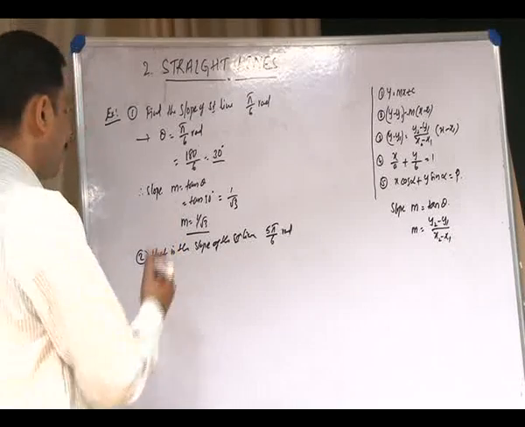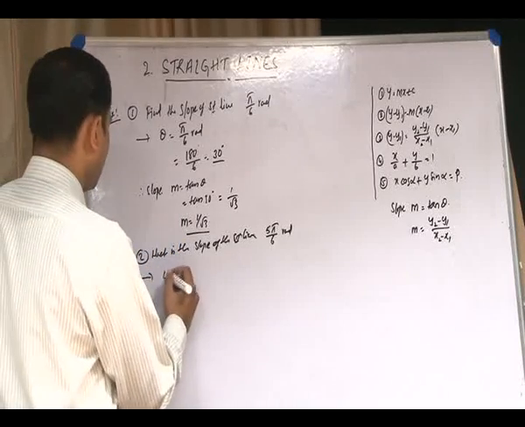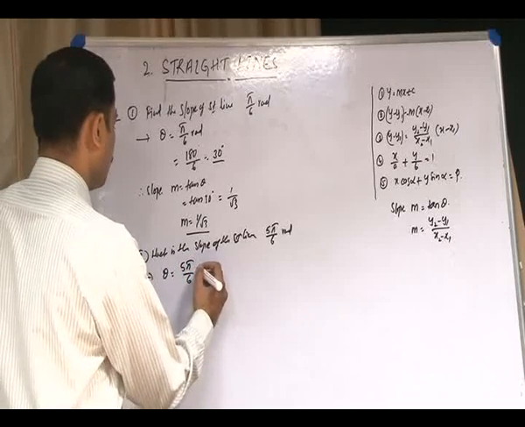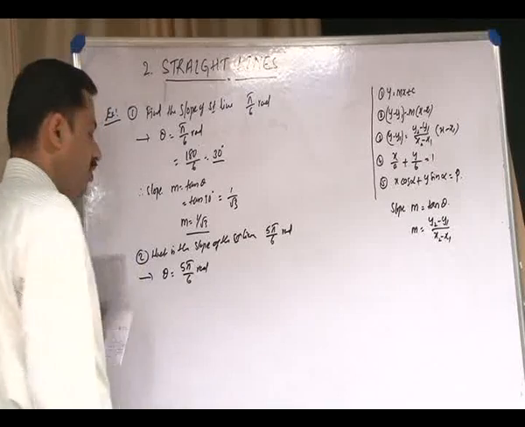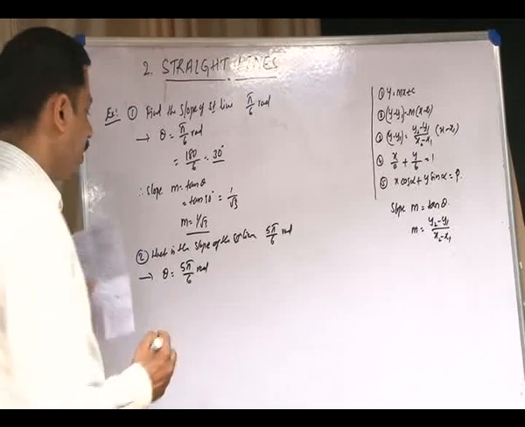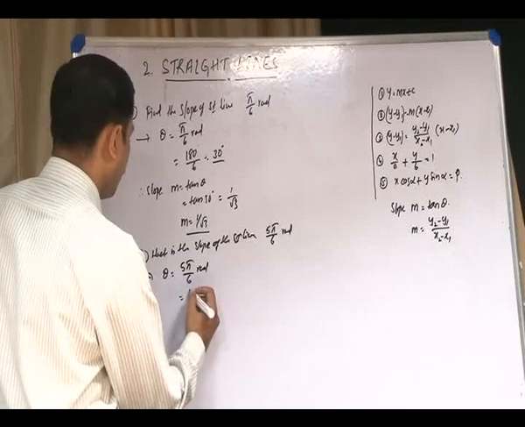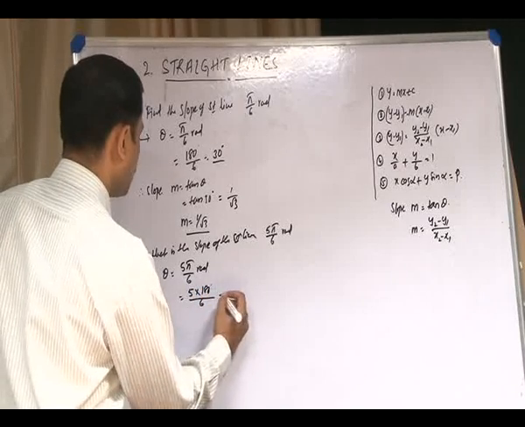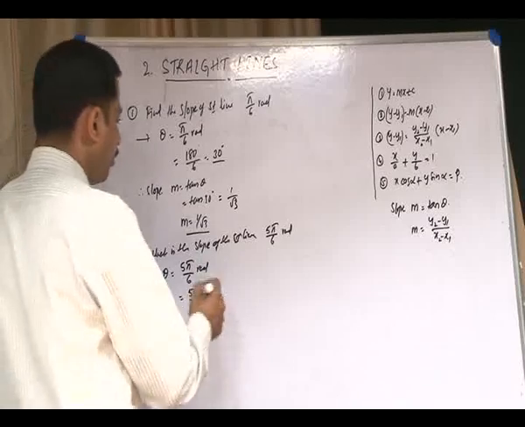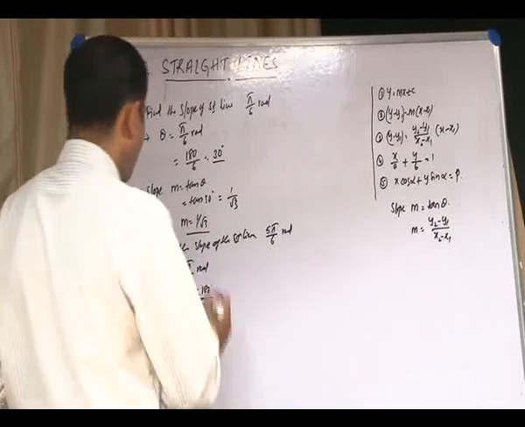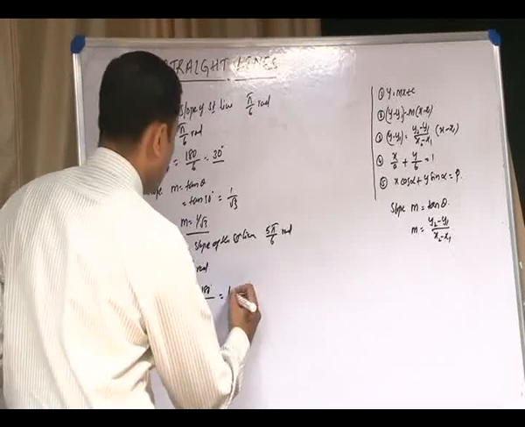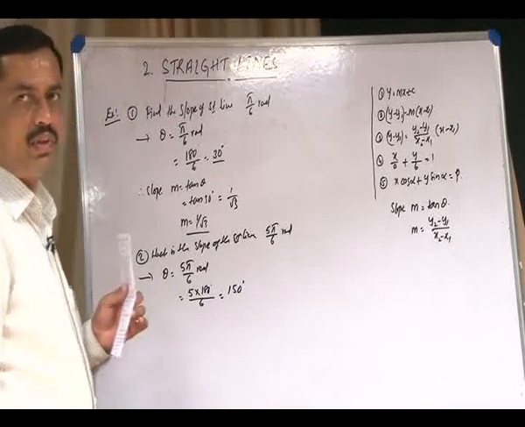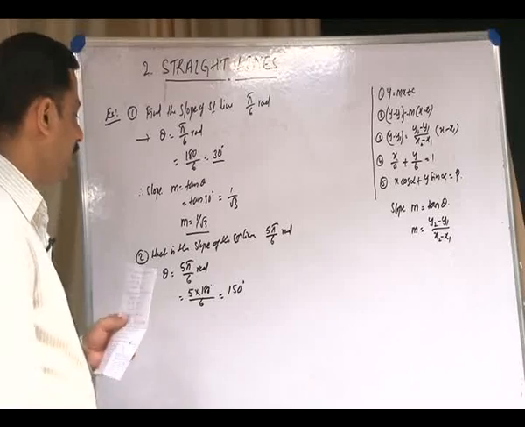Once again, similar problem. In this, angle theta is equal to 5 pi by 6 radians. If you convert this 5 pi by 6 radians into degrees, then we get 5 into pi value, which is 180 degrees, divided by 6. So 180 by 6 is 30, into 5 becomes 150 degrees. That is angle theta here. So theta is equal to 150 degrees.